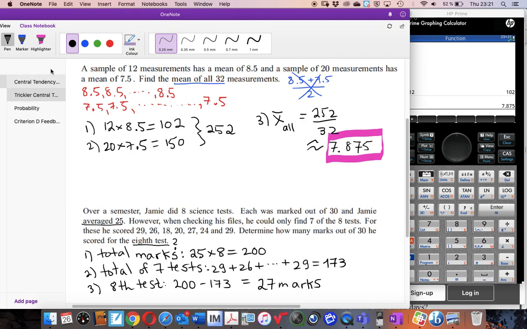Now, just do a little sanity check that your answer makes sense, right? So your answer, of course, since these are all out of 30, your answer should be less than 30. And since he had an average of 25 and you have a few that are kind of lower, it should be in the vicinity of these other ones, okay?